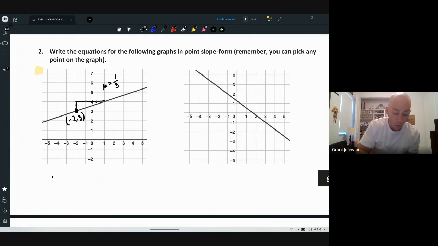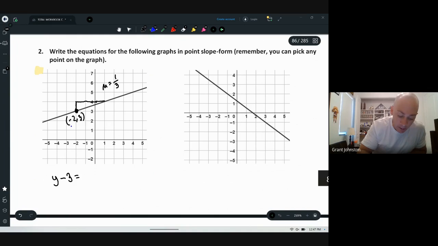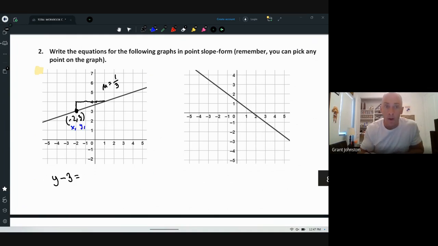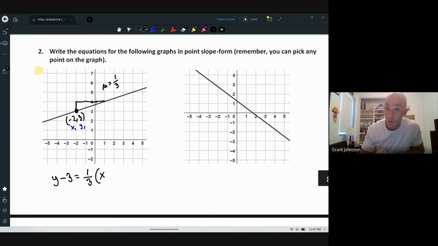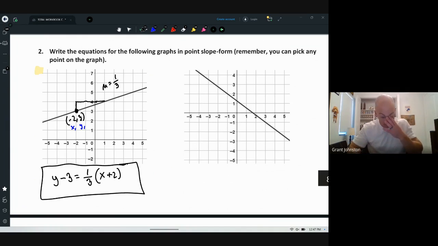So y minus y1, or y opposite whatever the y1 is, so y minus 3, because this is my x1, y1, so y1 is 3. My slope is 1/3, parentheses, x minus x1. Well, x1 is -2, so I'm going to put +2. And that's how it goes. You find the slope and you find a point, and you just put it into that formula. That's really all it takes.